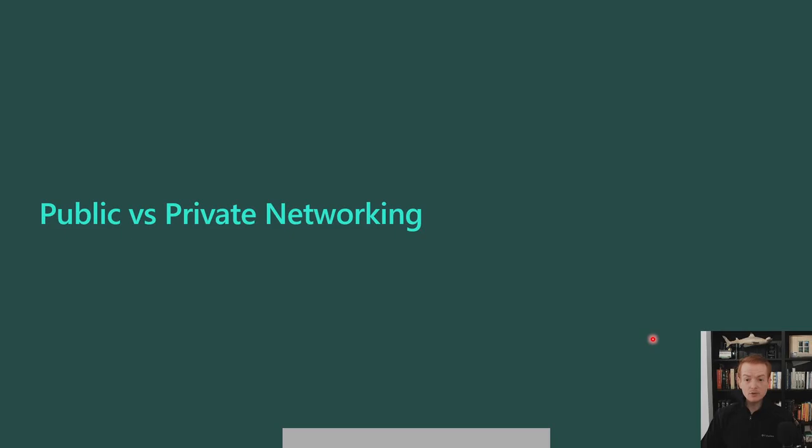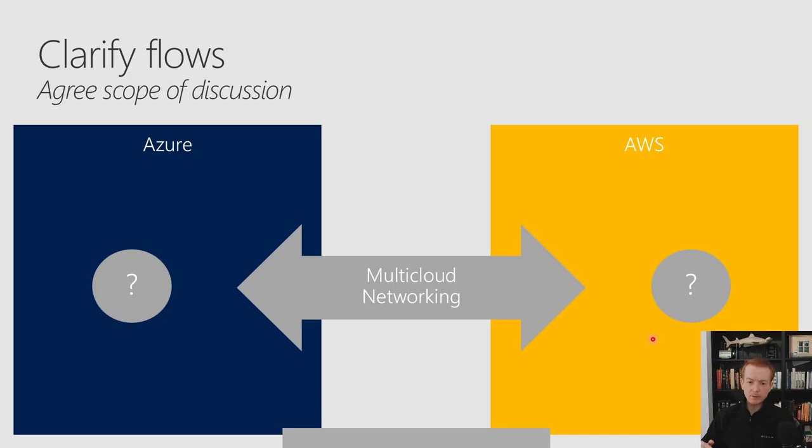Okay, let's dive into the networking aspect of multi-cloud now. And I want to introduce a high-level concept which is going to steer the rest of the conversation, which is you very quickly arrive at this high-level delineation of, I've got something on Azure, I've got something on a different cloud provider, I'm going to use AWS. This is the most common scenario. Amazon and Azure are the two biggest CSPs, so this will be the most common multi-cloud scenario.